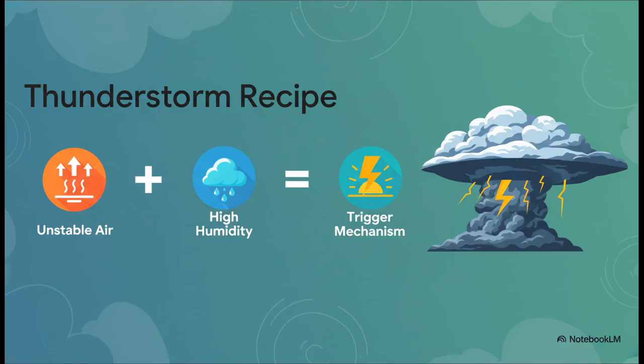First, you need that unstable air we just talked about, air that wants to rocket upwards. Second, you need a ton of moisture, high humidity, to build those massive clouds. And third, you need a trigger, something to get the whole process started, like the sun heating the ground or a front pushing the air up. You have to have all 3, no exceptions.